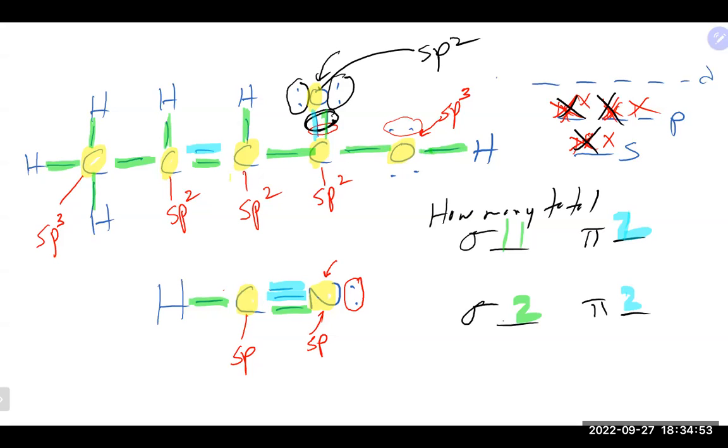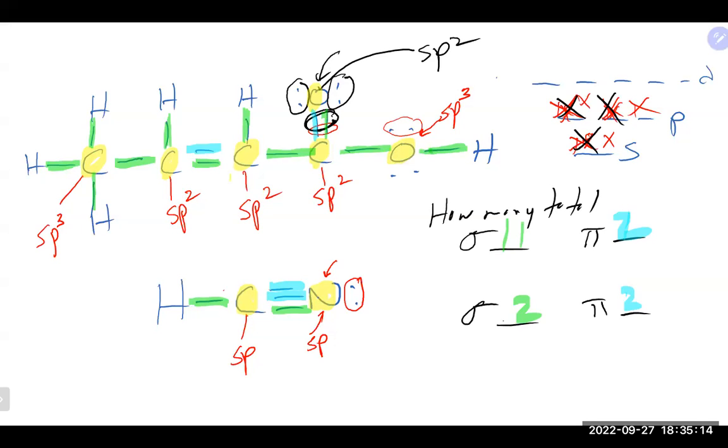Any questions on how to assign hybridization, sigma bonds, pi bonds? You need to be able to do that. You need to be able to draw the Lewis structure, give the electron pair geometry, give the molecular geometry, give the hybridization, all that fun stuff. Any questions on any of that?